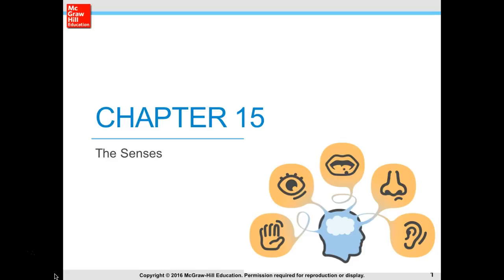But the true definition of what a sense is going to be any system that consists of a group of sensory cell types that respond to a specific physical phenomenon, and that corresponds to a particular group of regions within our brain where the signals are going to be received and interpreted. So like I said, this could be broken down into so many different categories.